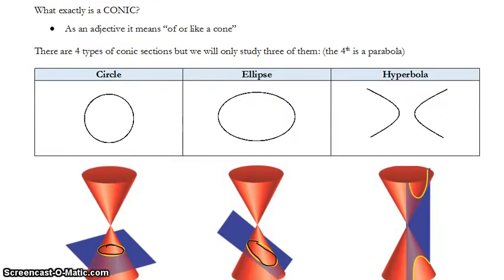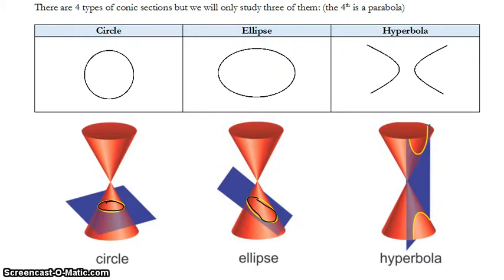So when I say conic or a conic section, according to the dictionary, it's an adjective that means of or like a cone. And that's because it is sections of a cone. It's what happens when we take a plane and slice a cone. You can see here for our circle and our ellipse, they're very similar cuts, but most importantly, I take this rectangular plane and slice my cone across so that I am parallel to the base of the cone, and that's going to give me a circle.